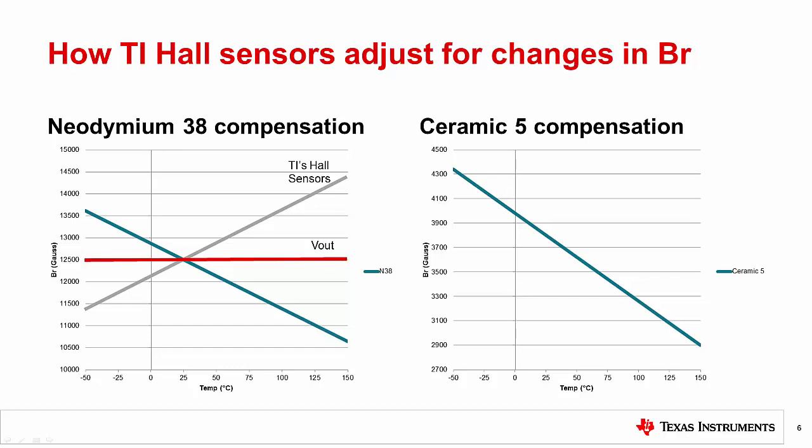As can be seen, the ceramic 5 magnet on the right has a more significant change over temperature than the N38 magnet. The Hall sensor temperature compensation is not inversely matched to this type of magnet, so Vout will not stay constant over temperature. The temperature compensation for this and other non-neodymium magnets may need to be done manually through calibration depending on system requirements.